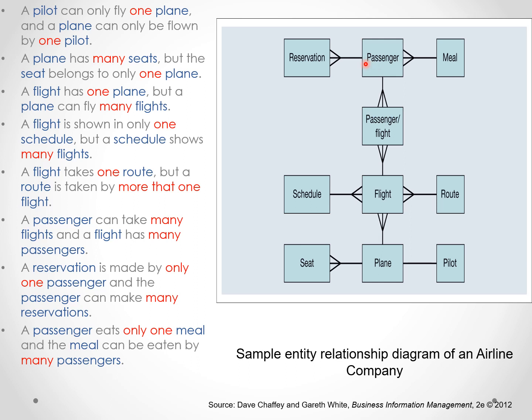on both sides. So the first side is one reservation can only be made by one passenger. So each single reservation can only be made by a single passenger. I'm not talking about reservations in general, I'm talking about a certain reservation, for example, a reservation with a certain number. So the other side of the relationship is passenger to reservation.